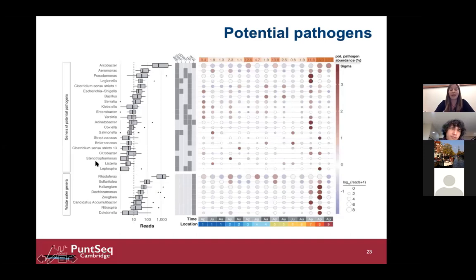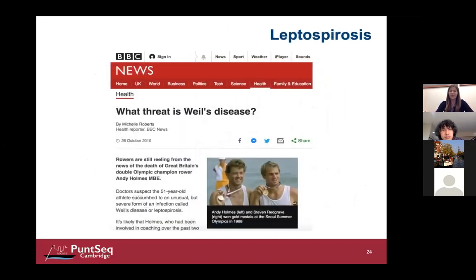We find the Leptospira genus in the water. Leptospira is the bacteria that can cause the leptospirosis that I was talking about beforehand. That can be a really, really severe disease. There was this very famous case, which I hadn't known about, but apparently it was quite famous, where Andy Holmes, an English gold medal rower, died from leptospirosis in the middle of London after he got infected while rowing.